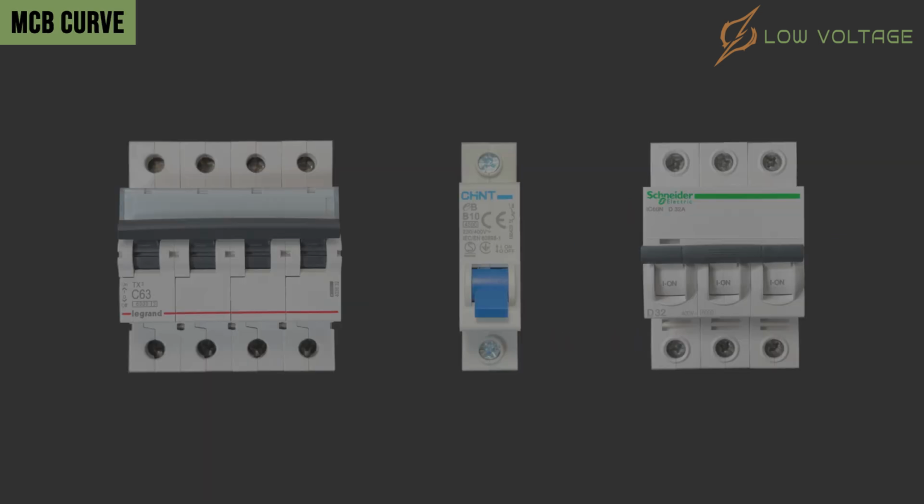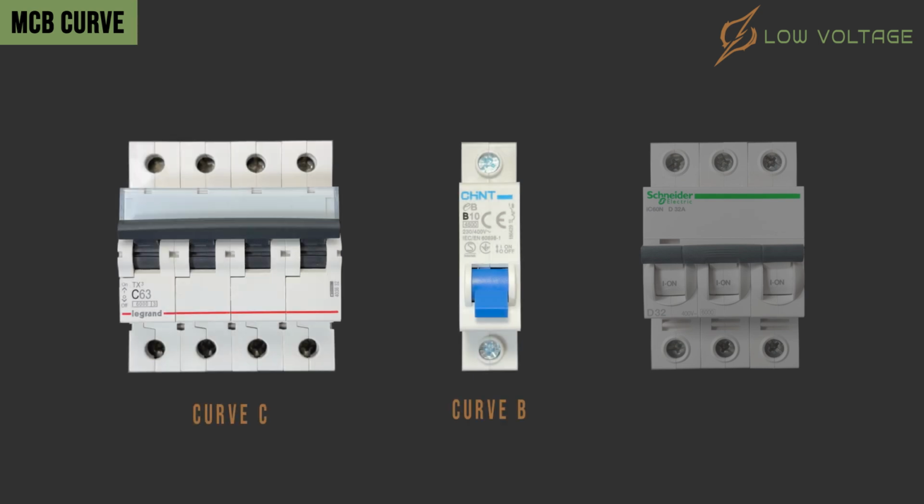Now let's determine the curve of the MCB. It is simply printed on the breaker, so this breaker is curve C, and this one is curve B, and this one is curve D.